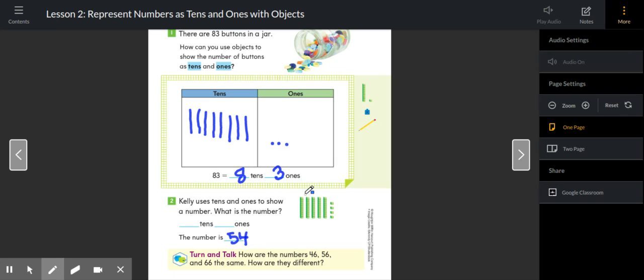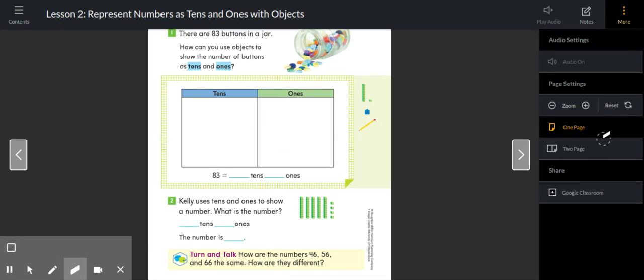And if you look up, how many tens does she have? She has 5 tens. And she has 4 ones. So you can also turn and talk. This is a cool one. Do some quick pictures on a marker board or on a piece of paper of what 46 would look like, what would 56 look like, and what would 66 look like. And then see what you find out is the same. That's kind of an extra one I want you to try with your parents if you can. It's a fun one. It's like a riddle.